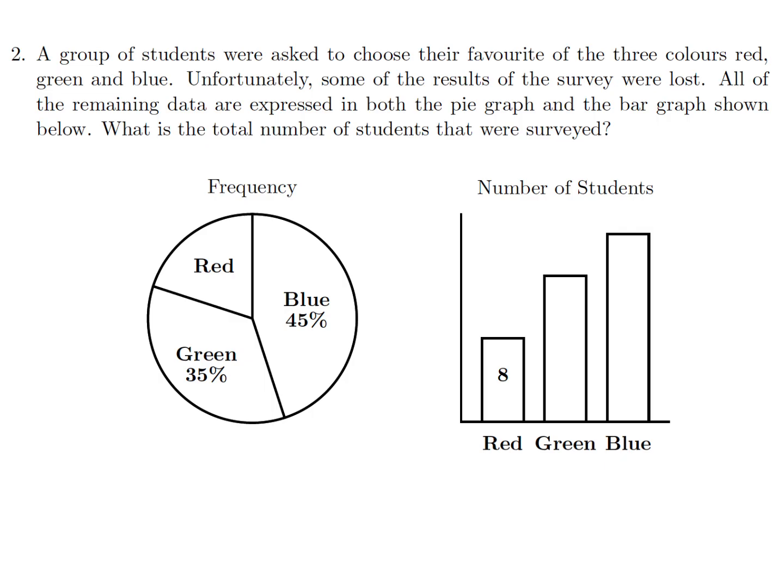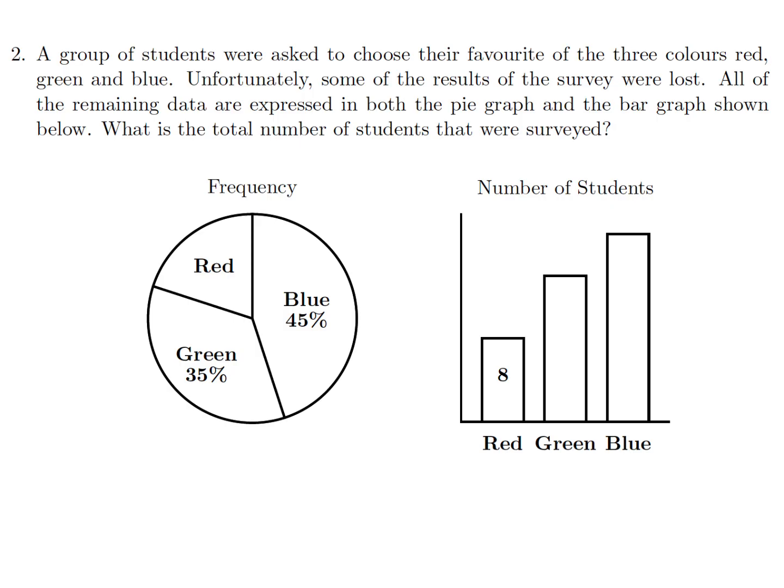A group of students were asked to choose their favorite of the 3 colors, red, green, and blue. Unfortunately, some of the results of the survey were lost. All of the remaining data are expressed in both the pie graph and the bar graph shown below. What is the total number of students that were surveyed?